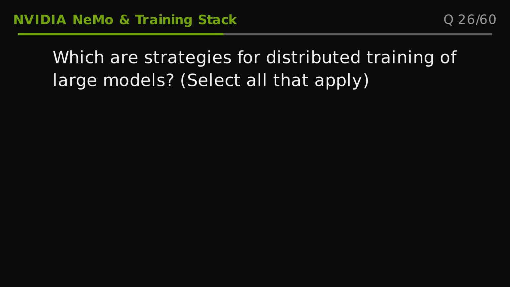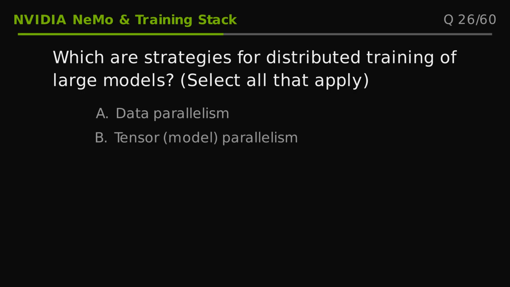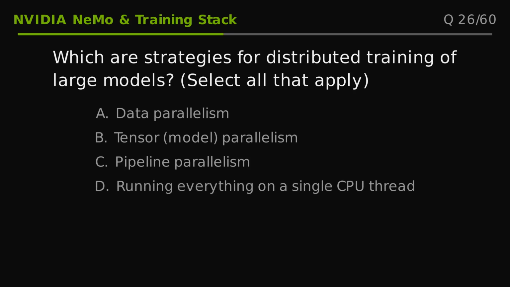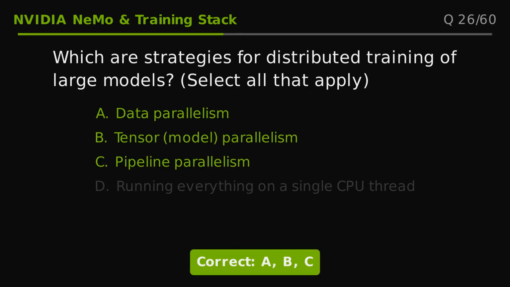Question 26. Which are strategies for distributed training of large models? Select all that apply. Option A, data parallelism. Option B, tensor model parallelism. Option C, pipeline parallelism. Option D, running everything on a single thread. The correct answers are A, B, and C.